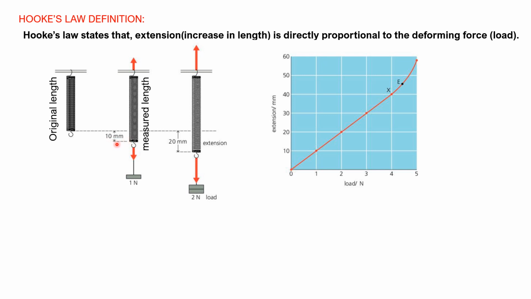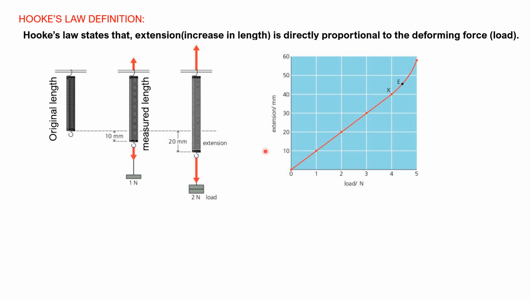So here is the example. For 1 Newton force, it makes a 10 mm extension on this spring. Again, when we add one more 1 Newton, that is 2 Newton, the extension is 20 mm. So that is directly proportional. For 1 Newton, 10 mm. For 2 Newton, 20 mm. So it obeys Hooke's law.